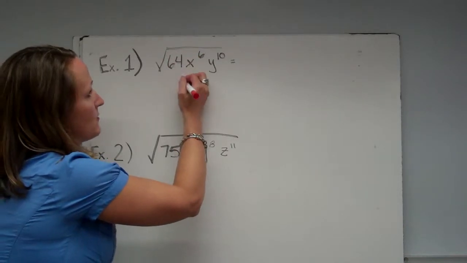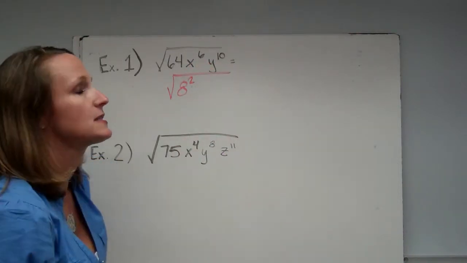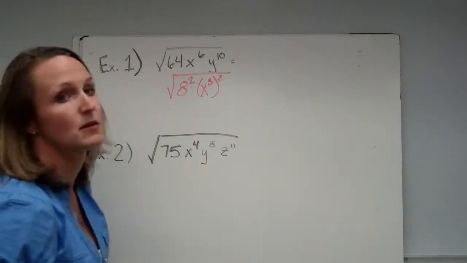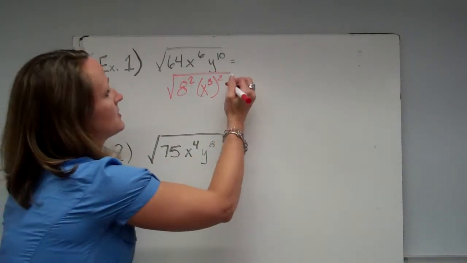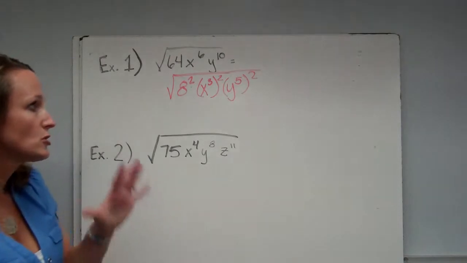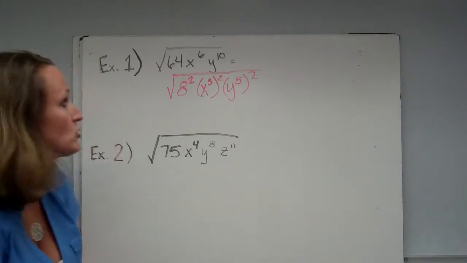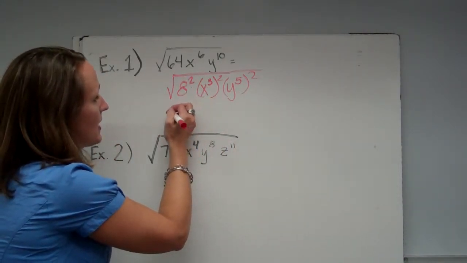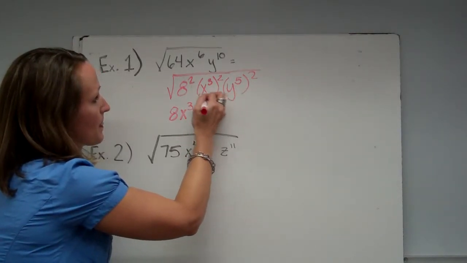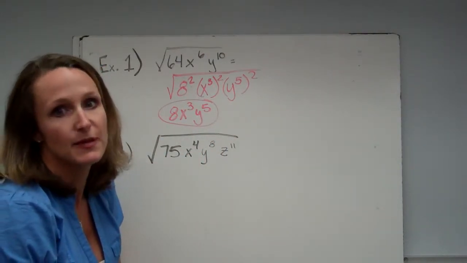I know that 64 is 8 squared. Leave my square root there. And x to the 6th is the same as x to the 3rd squared. And y to the 10th is the same as y to the 5th squared. To simplify this square root, we simply want to pull out everything that we squared. So our answer here would be 8x cubed y to the 5th. We got rid of everything under the radical. Doesn't always work out that way, but in this case it did.